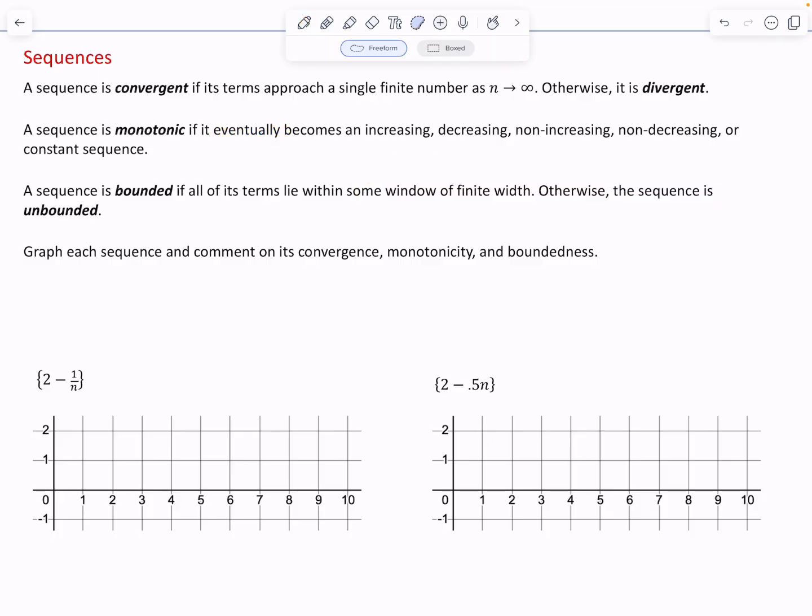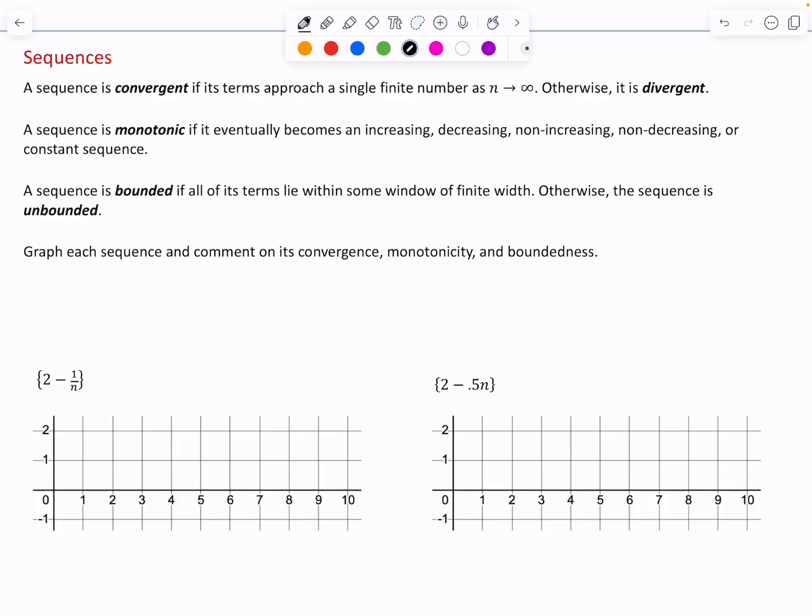Now, a sequence is bounded if all of its terms lie within some window of finite width. Otherwise, the sequence is unbounded. So imagine 2 horizontal lines when you're graphing the sequence. If all of the terms stay within these horizontal lines, it may be one of the lines gets approached, but we would call this a bounded sequence. Now graph each sequence and comment on its convergence, monotonicity, and boundedness. I will take the approach of doing this by hand.